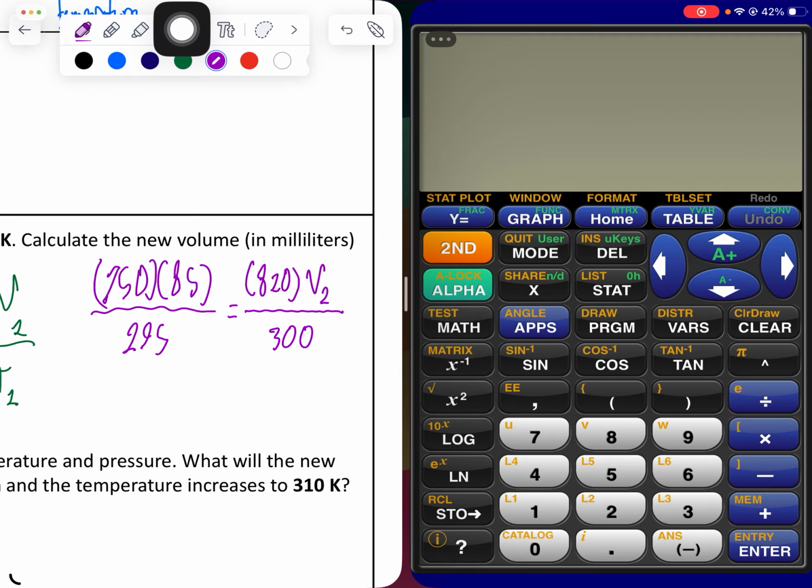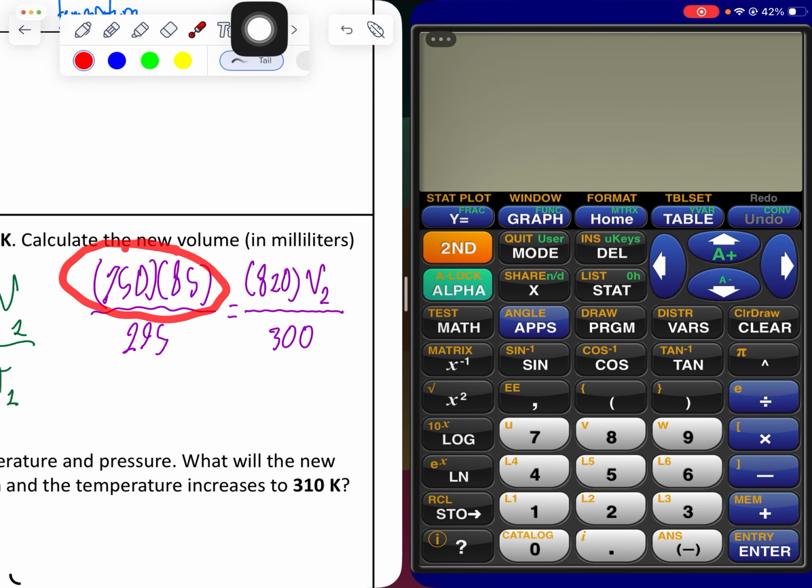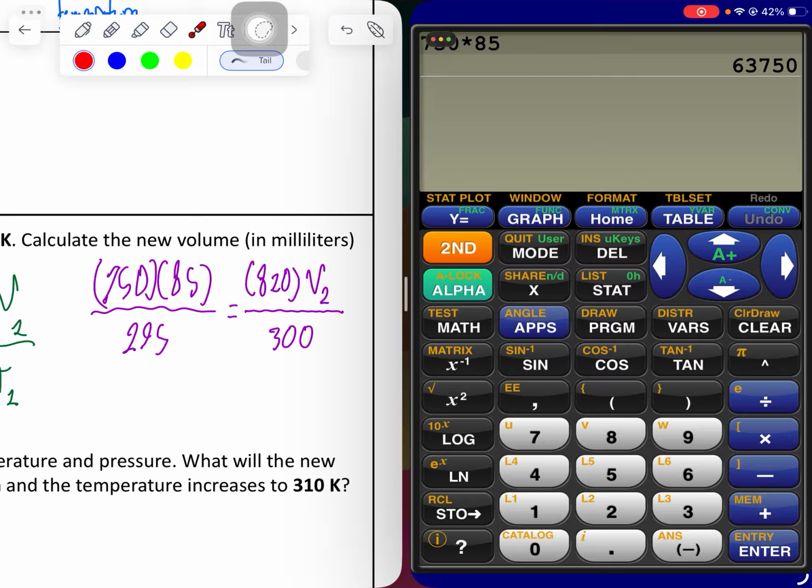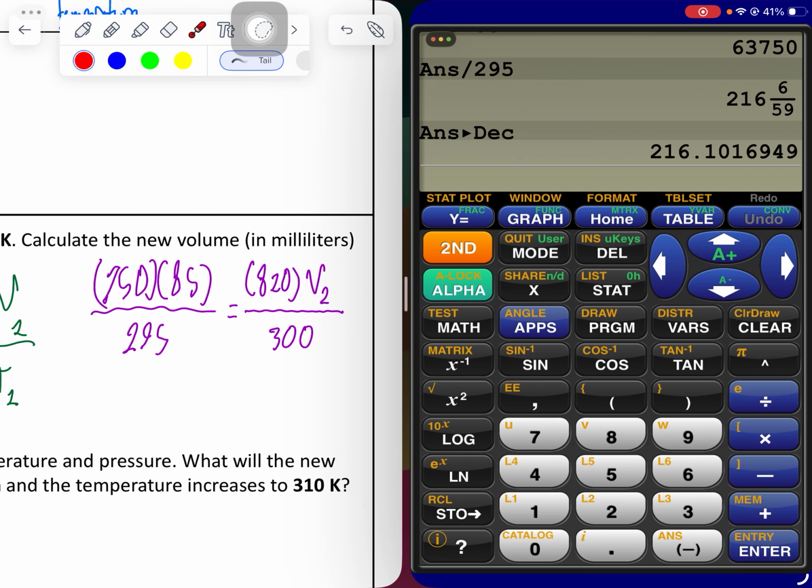So what I like to do is say, okay, well, what are we doing here first? Let's slide this over. We're doing 750 times 85. We are trying to isolate V2. Let's do 750 times 85. Then we're taking this numerator, and we're just dividing by our denominator. Divide by 295. Okay. This gets us a value. Let's go ahead and get this as a decimal. We can write this out. 216.1 equals 820 V2 over 300.